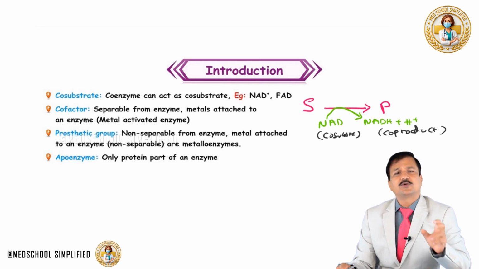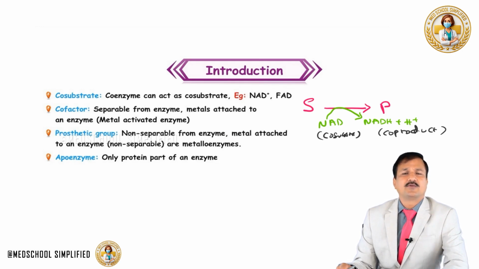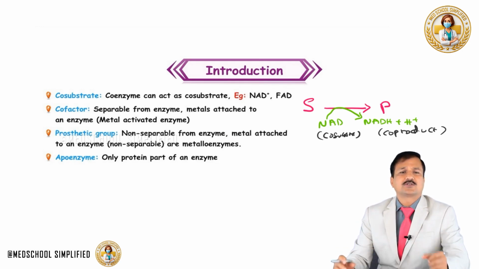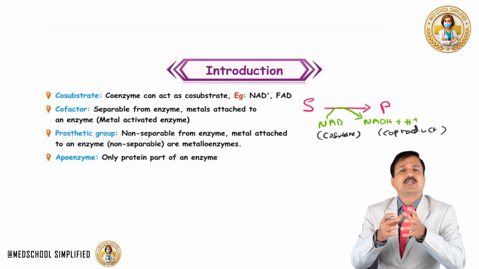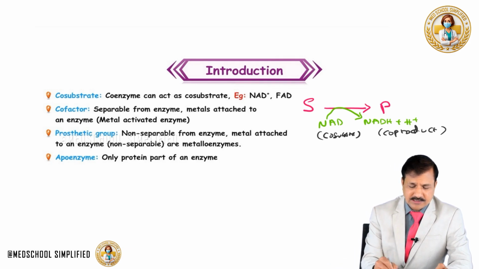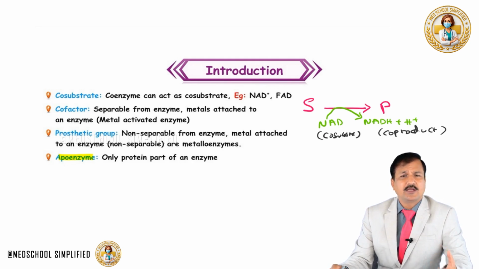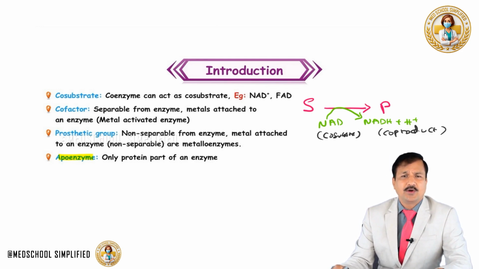Prosthetic group. Prosthetic group is a non-separable molecule that will bind with an enzyme. That means it is tightly attached to an enzyme and you cannot separate it from the enzyme. And a metal which is totally attached to an enzyme, which is inseparable, that kind of enzymes are called metalloenzymes. Apoenzyme. Coming to apoenzyme, it is just a protein part of an enzyme without any cofactor, without any coenzyme or without any prosthetic group. Simply only the protein part of an enzyme is called apoenzyme.